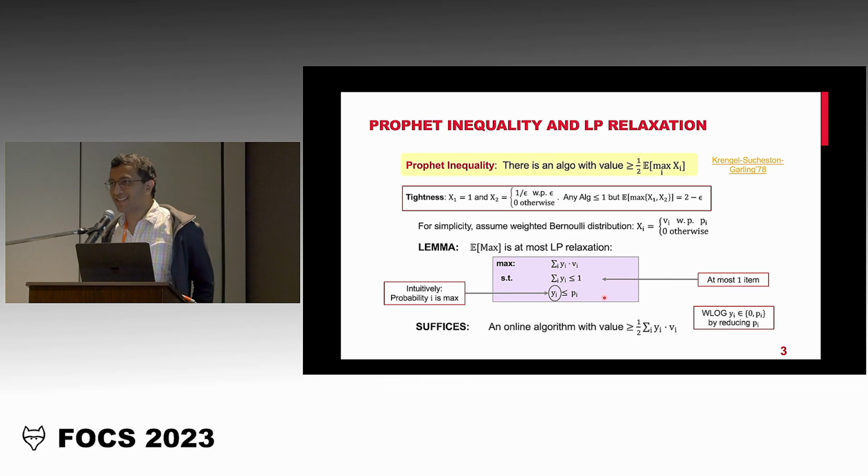Yeah, so the question is, why did I write this LP? Can I write a stronger LP for this problem, for the online problem? It turns out it doesn't matter for this particular single item selection. It's already giving you the half.